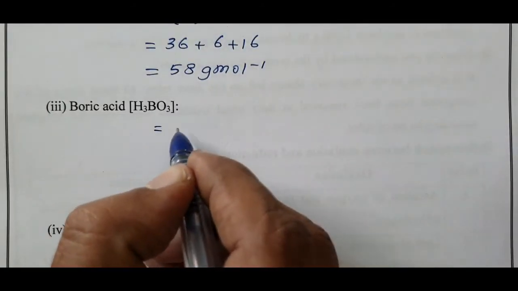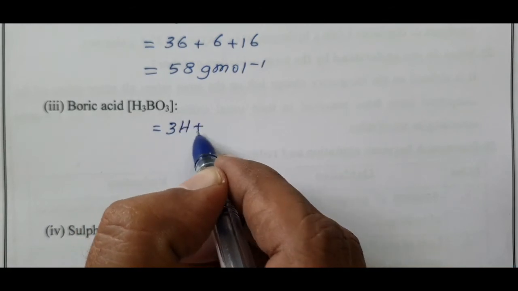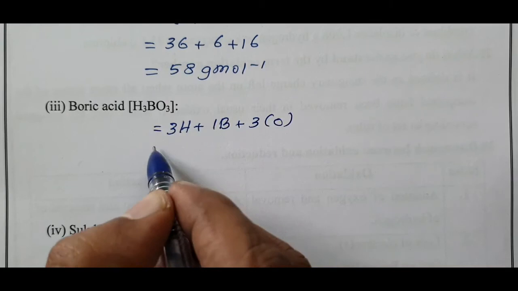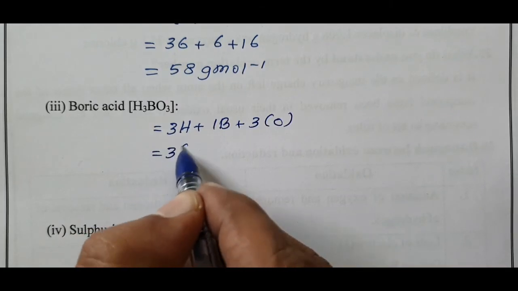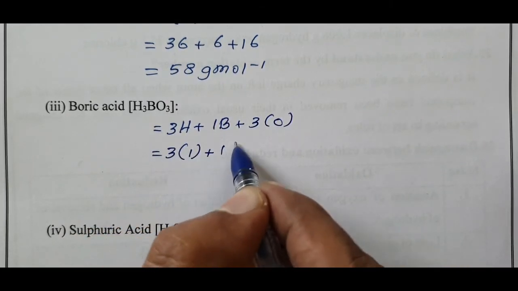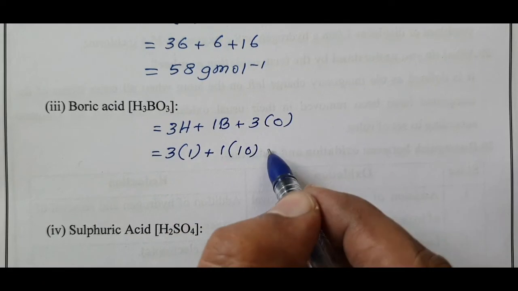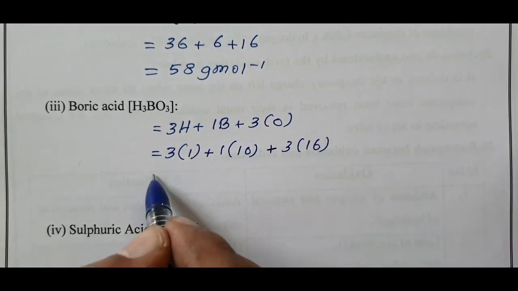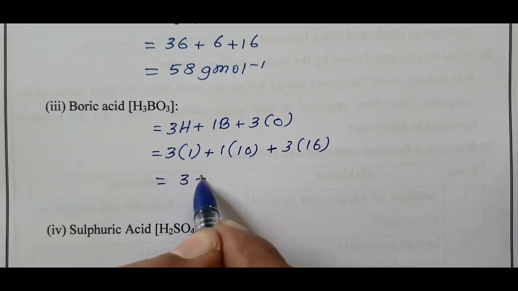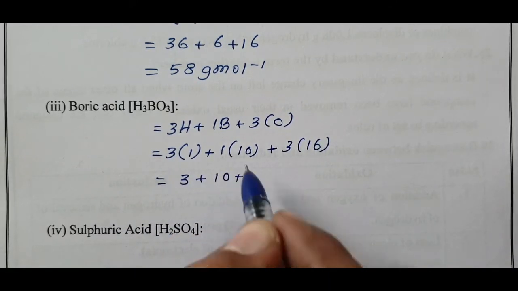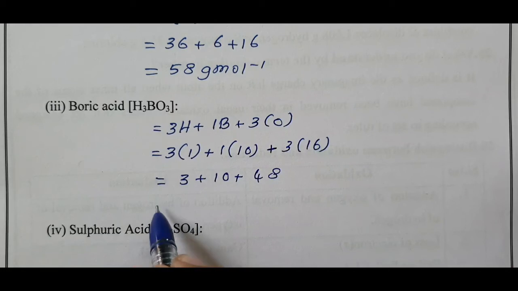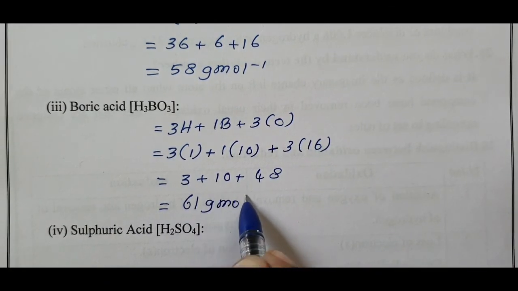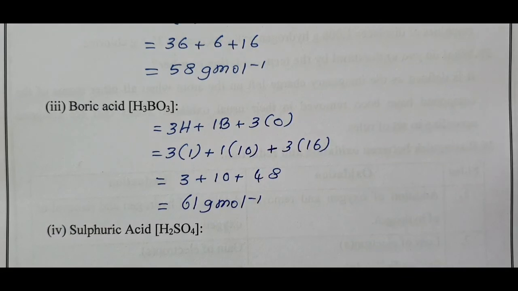It contains 3 hydrogen atoms plus 1 boron atom plus 3 oxygen atoms, that is equal to 3 into hydrogen atomic mass 1, 1 into boron atomic mass 10 plus 3 into oxygen atomic mass 16, that is equal to 3 plus 10 plus 48 will give the answer 61 gram mole power minus 1.